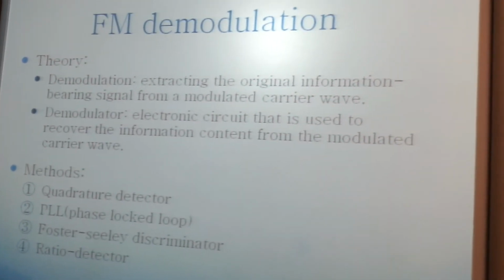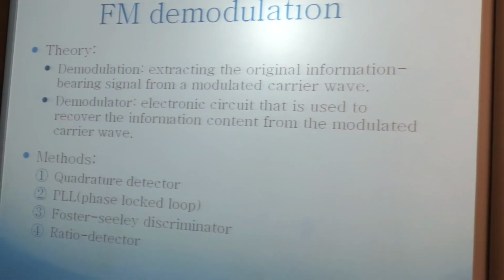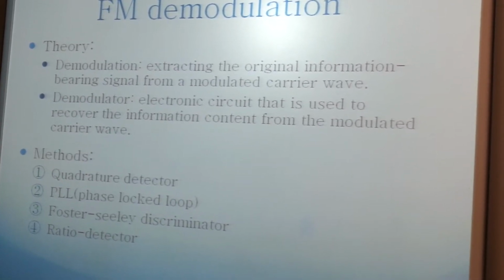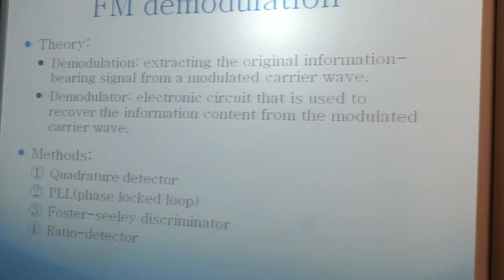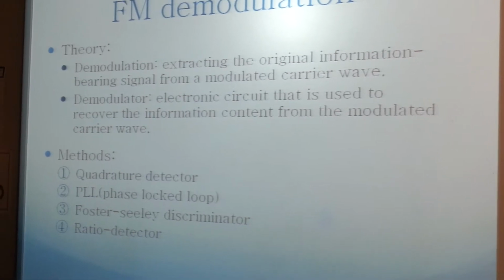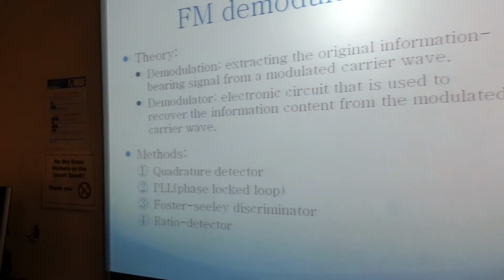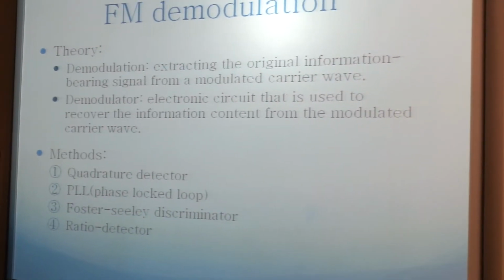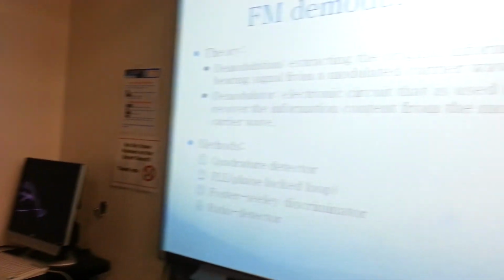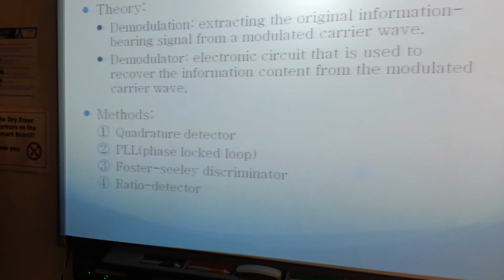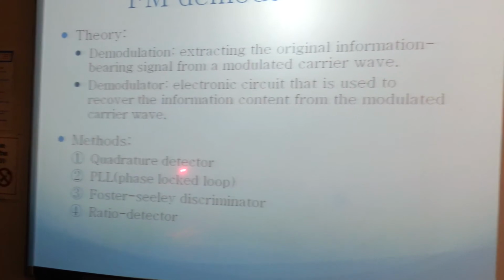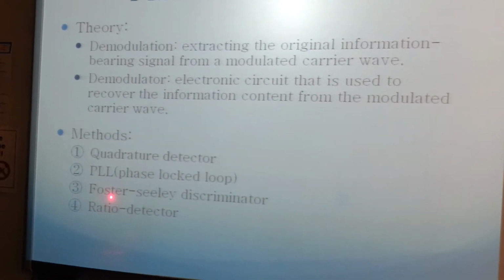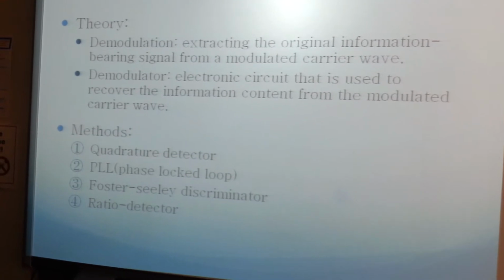Next, I will talk about the demodulation. Basically, we're building a demodulator, so this is the main part of our project. The theory behind demodulation is basically taking the packaged data that we modulated, and we are going to depackage it and get the information from the package. So a demodulator basically is a circuit that does this depackaging, and there are many different methods to do FM demodulation, such as quadrature detector, PLL, Foster-Seeley discriminator, and a ratio detector.